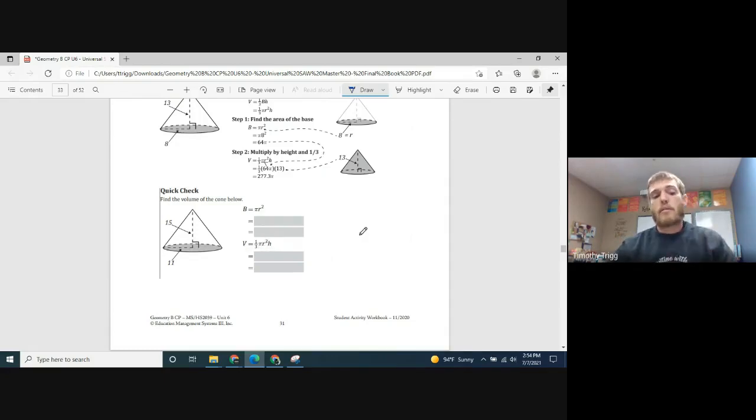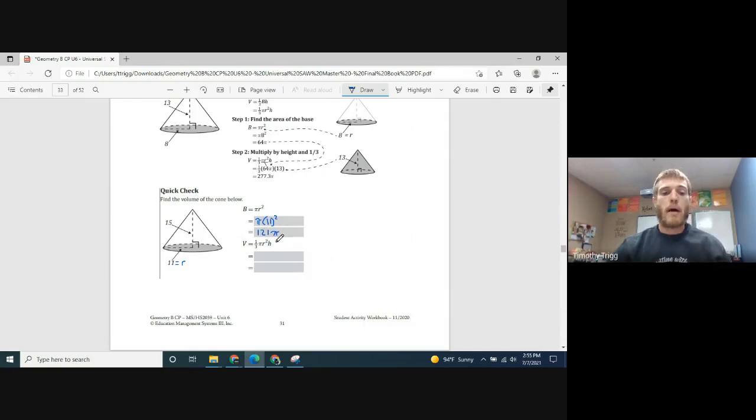Now in this case, the base is a circle. So how do we find the area of that circle? Well, pi r squared. We've done this before. Whenever you see that circle, how do we find the area? Pi r squared. So that's going to be pi times r. What's our radius? That's 11. So that's pi times 11 squared. So that's going to give us 121 pi. So that's 11 times 11.